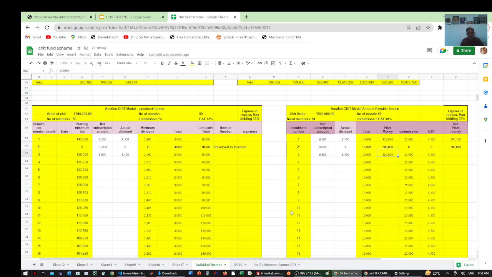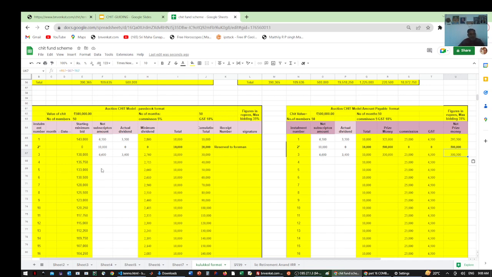Let us cross check it. It is equal to the subscription money multiplied by 50, 3,30,000, and the net payment column is after 3,30,000 minus 25,000 minus 4,500, which becomes 3,00,500 rupees.